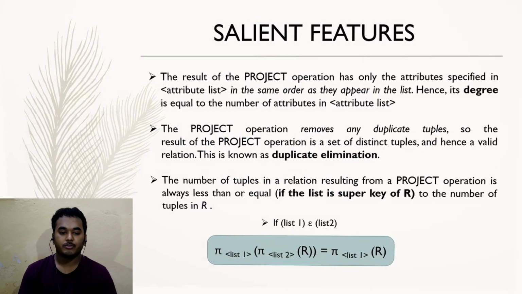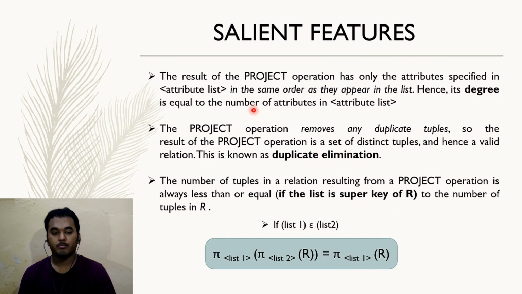The salient features of project operation are: the result of the project operation has only those attributes that are specified in the attribute list, and they are in the same order as they appear in the list. So the degree of the resultant relation is equal to the number of attributes present in the attribute list. The project operation removes all duplicate tuples. So the result of the project operation is a set of distinct tuples.